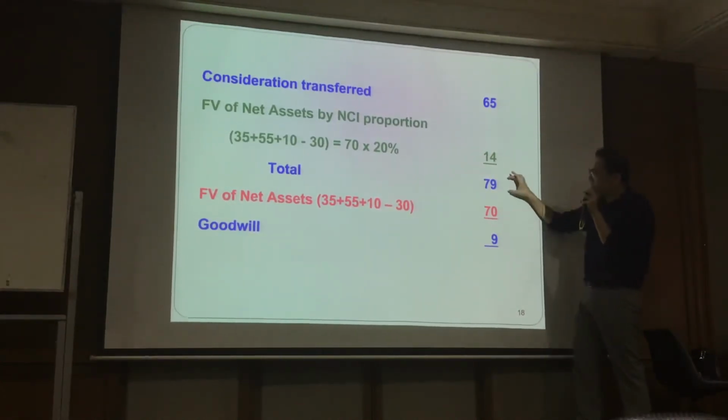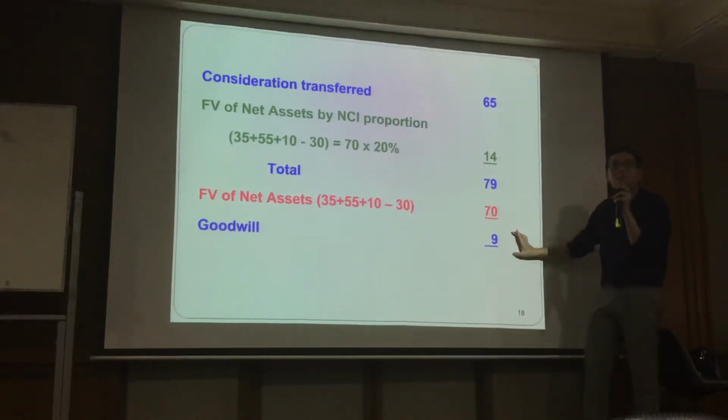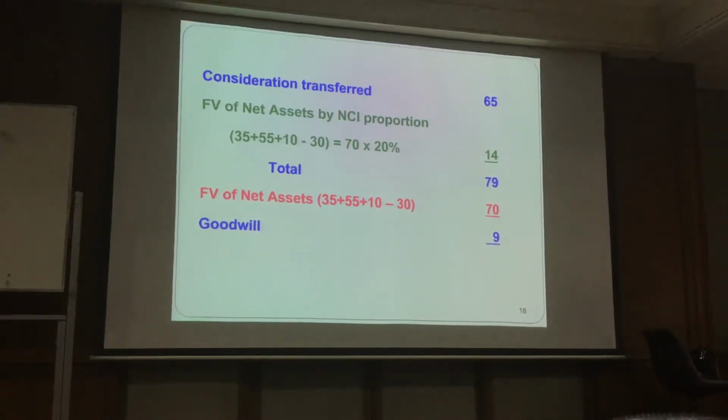So compare 100% to another 100%. 100 and 100, this is the goodwill. This is how we measure goodwill. In real life, it is going to be the other way around. This is based on the accounting standard. In real life, it is going to be the other way around. What is that supposed to mean?